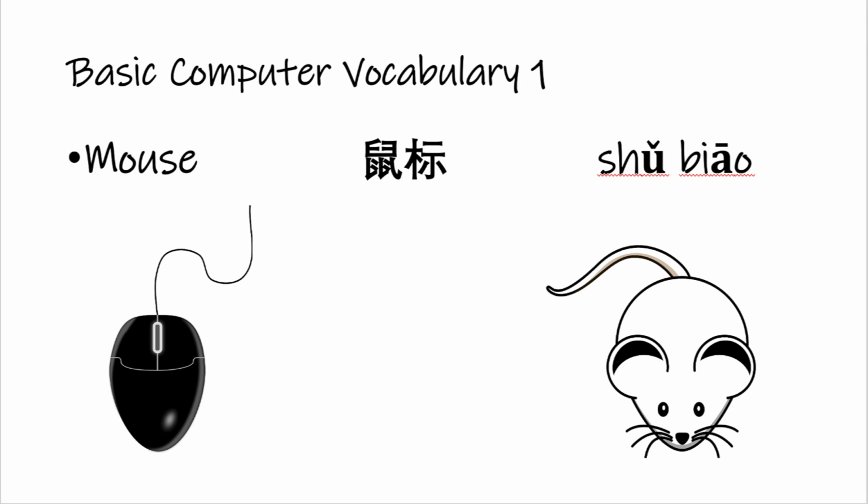The first character, 鼠, means mouse. The second character, 标, means marker. Because when we use mouse on the screen, it shows as a marker. We use the mouse to mark things and to click things on our computer. So together, 鼠标 means mouse marker. Again, to say mouse in Chinese, 鼠标.